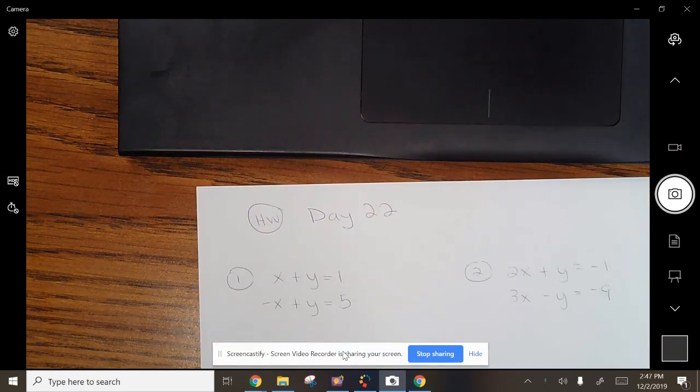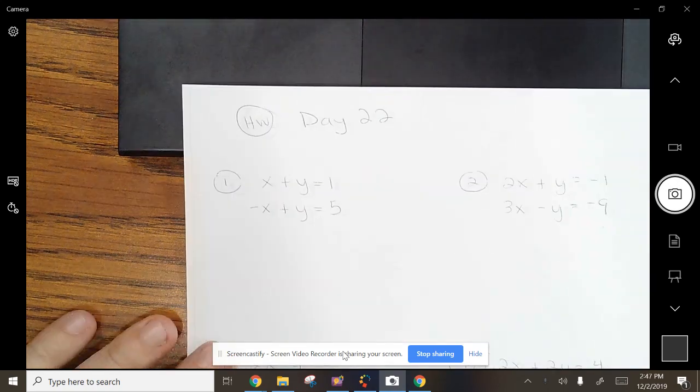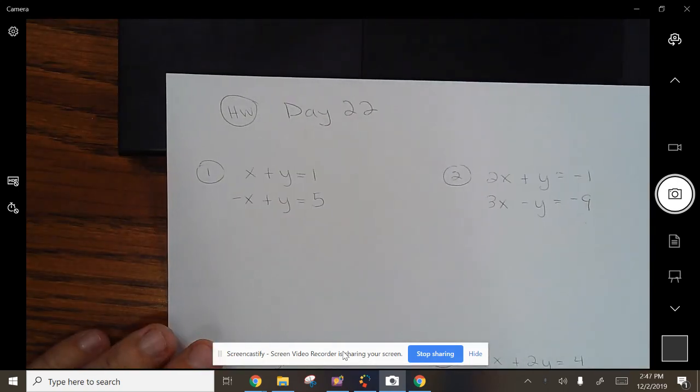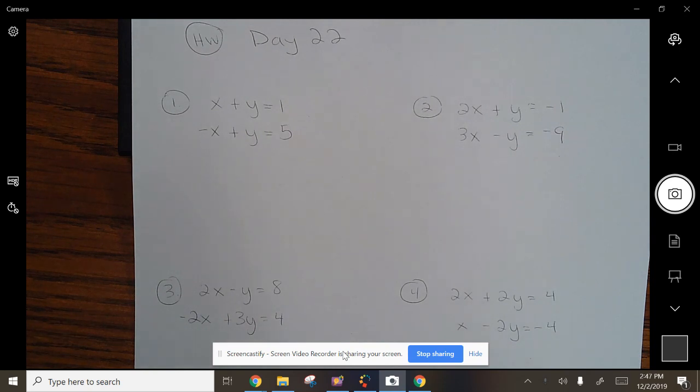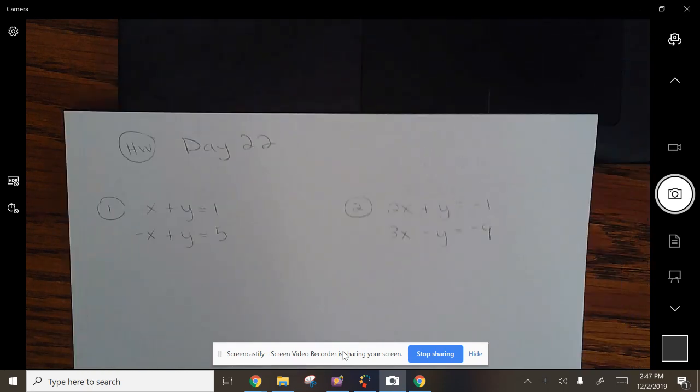Okay, so we're gonna look at the homework for tonight. I'm actually gonna do 2 through 5. I'm gonna do all 5 of these. I want to make sure you understand what's going on in each one of these problems.